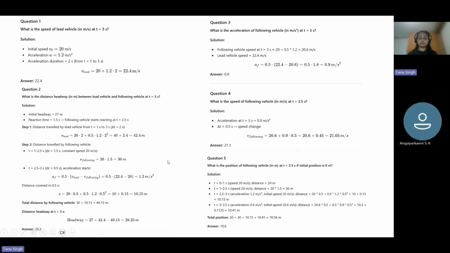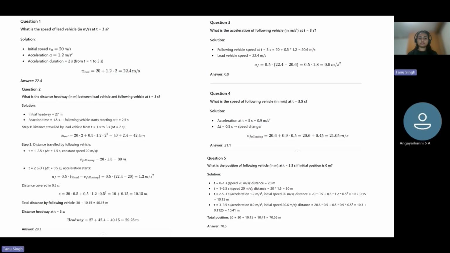Next question was to find the speed of the following vehicle at t equals 3.5 seconds. The acceleration at t equals 3 seconds was 0.9, which we have already found. Over 0.5 second, we have to find the speed change. So v following equals 20.6, that was the speed at 3 seconds, plus 0.9, that is the acceleration, into 0.5, that is the time. So it is 20.6 plus 0.45, that is 21.05 meter per second. If we round it off, we get 21.1 meter per second.